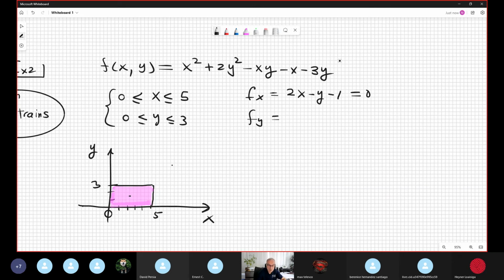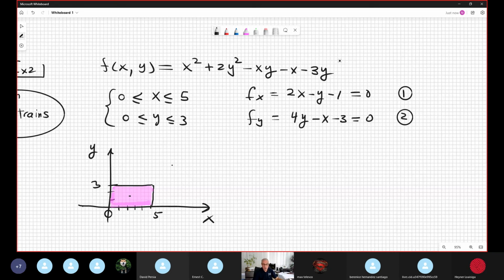Okay, now the partial derivative with respect to y is 4y minus x minus 3 equals 0. Wow, equation 1, equation 2, but this is easy because these equations are linear, and solving linear systems we are doing all our life.